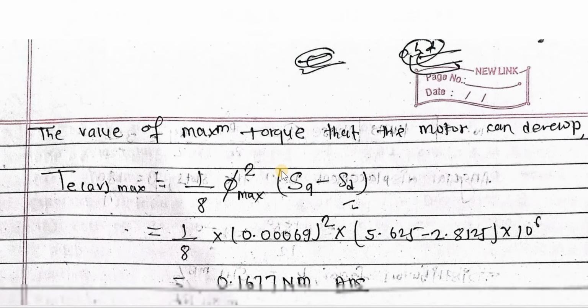And SQ equal to N square upon LQ. Put the value of N and LQ, we can get SQ. Similarly, SD equal to N square upon LD. Put the value of N and the value of LD, we can get SD.